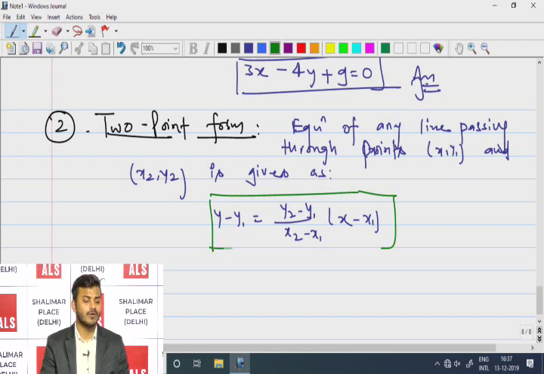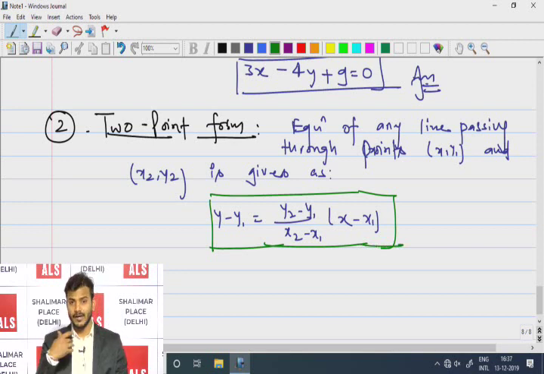Everything is the same as the first form. The only difference is that here we are not given the value of the slope, but yes, you can find the slope, right? For the slope of any line passing through two points, we have a formula: y2 minus y1 divided by x2 minus x1. So that is how you can find the slope value.